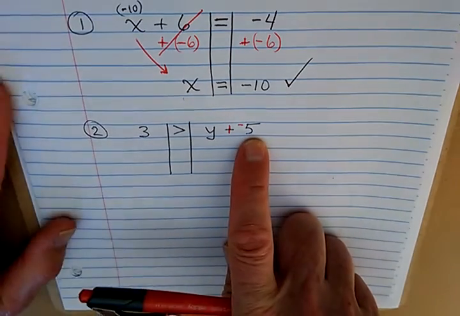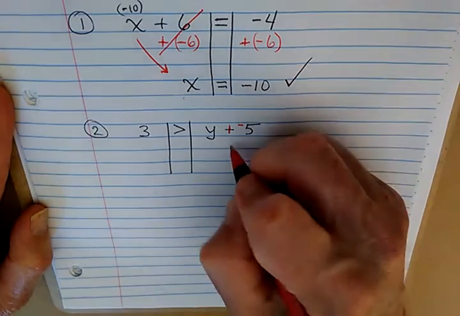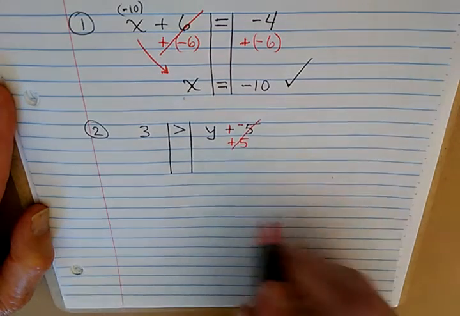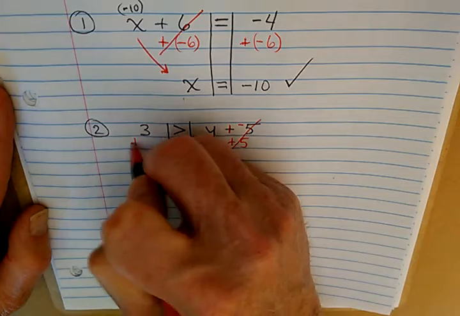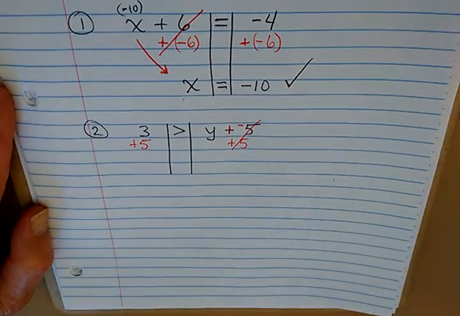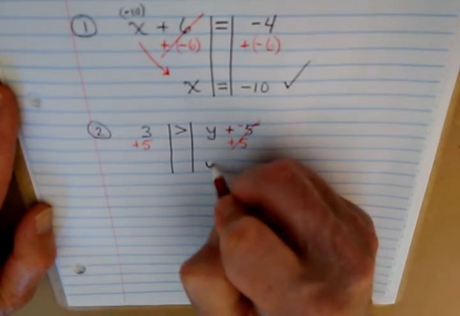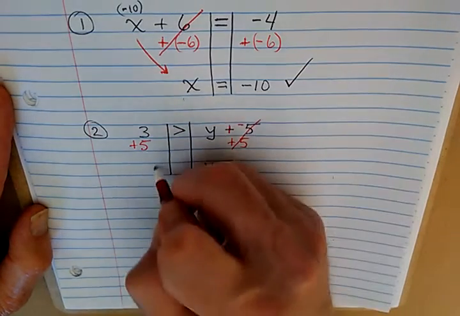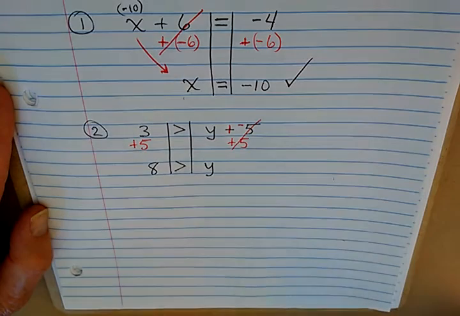What would go with a negative 5 to make 0 pairs? A positive 5, right? So add positive 5. Negative 5 plus positive 5 makes 0. And don't forget, if we add positive 5 on one side, we have to add positive 5 on the other side also to keep it fair. All right. So the 5s are gone and the y comes down all alone on the right side. And on the left side, it's 3 plus 5, which is easy. That's 8. And we keep our greater than symbol in the middle.